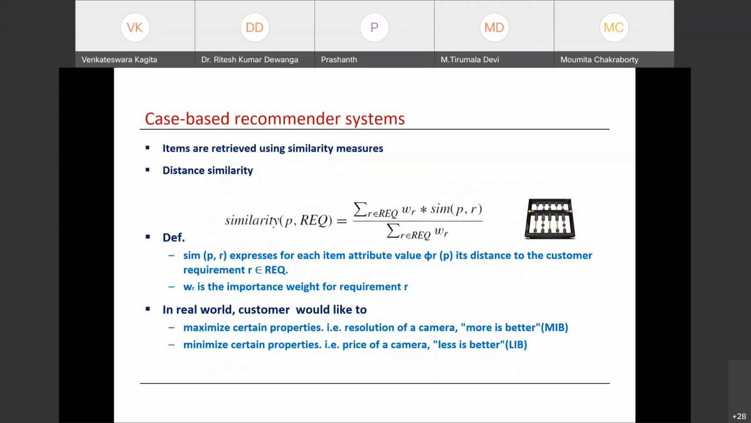Right. So items are retrieved using the similarity measure in case-based recommender systems. You can measure the similarity between the item and the user preferences, multiplied by the weightage that you give to the corresponding requirement. All the requirements may not be of equal weightage. Maybe I give high weightage to the seven-seater car, not the color of the car. So you compute the similarity based on the weightage given to a particular feature, and recommend the items with the highest similarity.